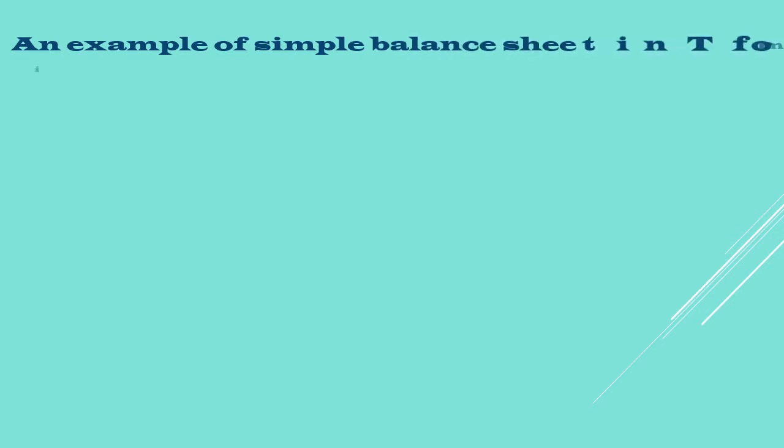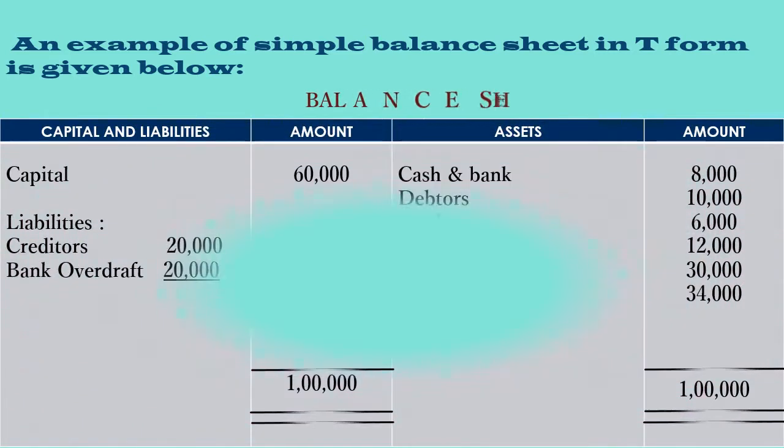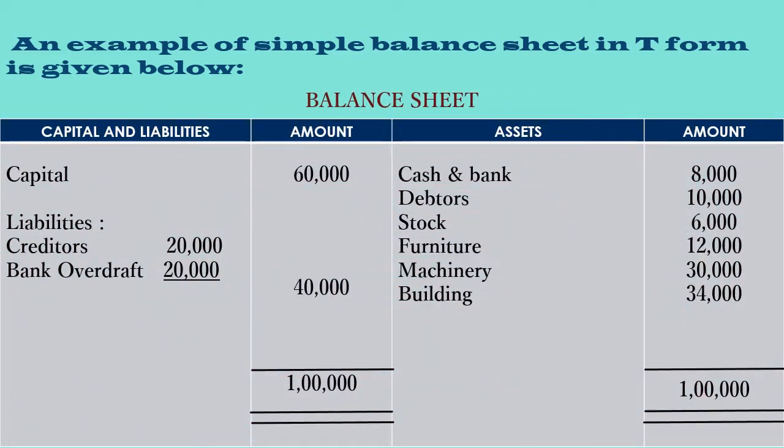Now here is an example of a simple balance sheet. T form is given below. So here you can see a simple balance sheet, a T form balance sheet. On this side we have got capital and liabilities, and we're writing the amount for capital and liabilities in this column. Then we have assets here, all the assets that you own, and roughly we're giving an amount over here. So capital is the money that you have invested, that is around 60,000.